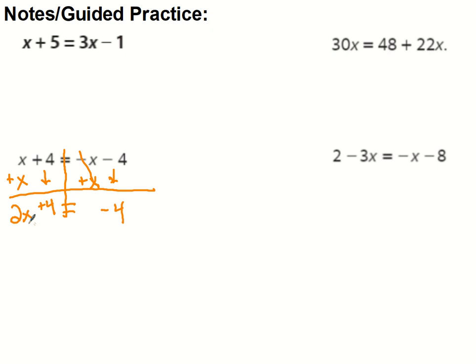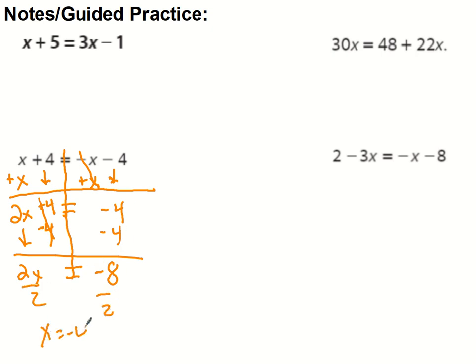So now I have a two-step equation. I have 2x plus 4 equals -4. So I've got to get rid of my constant by subtracting 4 on both sides. That goes away. I have 2x equals -8, because -4 and -4 makes -8. And then I've got to divide both sides by 2 to get x equals -4.